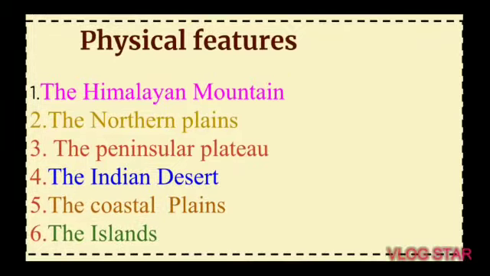In this chapter, broadly, we are going to discuss the physical features of India. Physical features means the different types of landform. In India, we have broadly 6 types of different physical features. First one is the Himalayan mountain. Second one is the northern plains. Third one is the peninsular plateau. Fourth one is the Indian desert. Fifth one is the coastal plains. And last one is the islands.